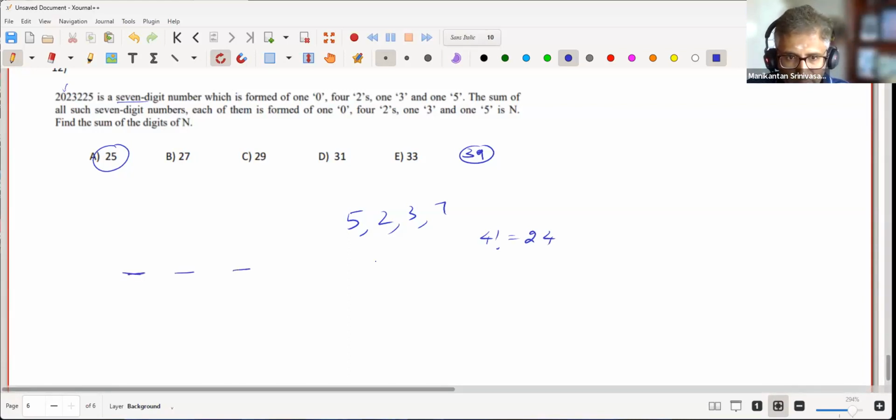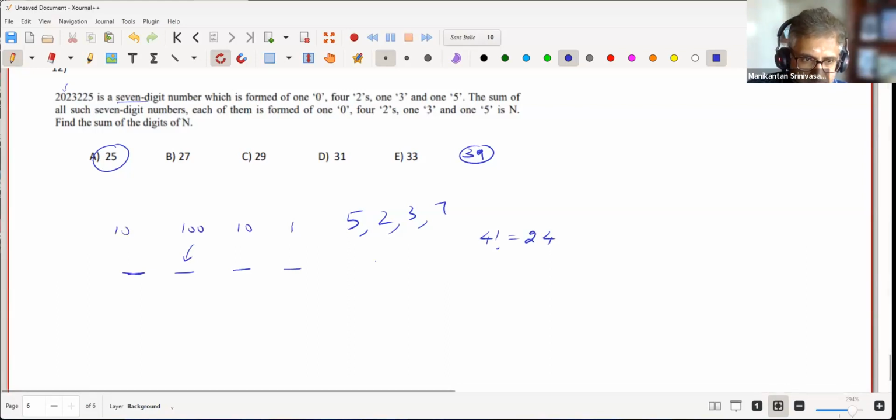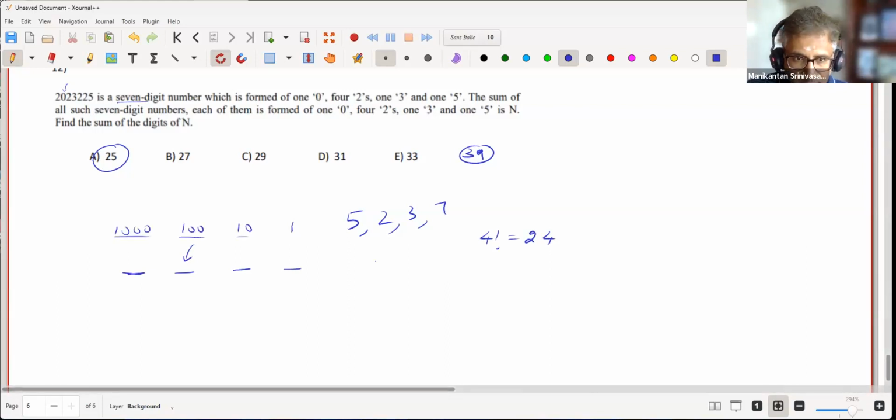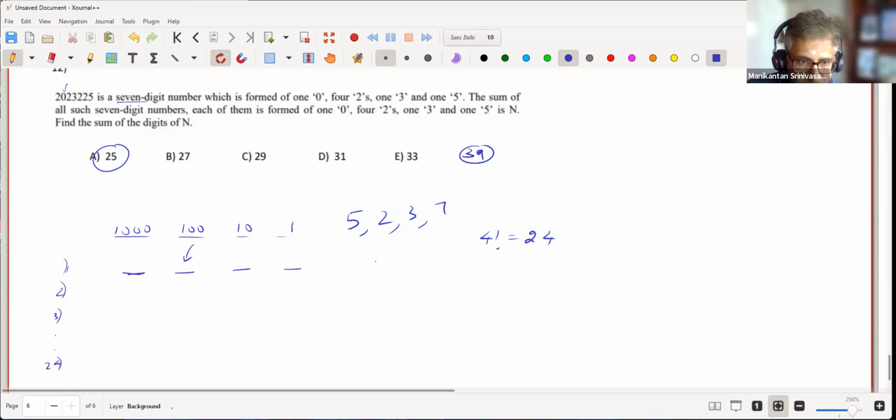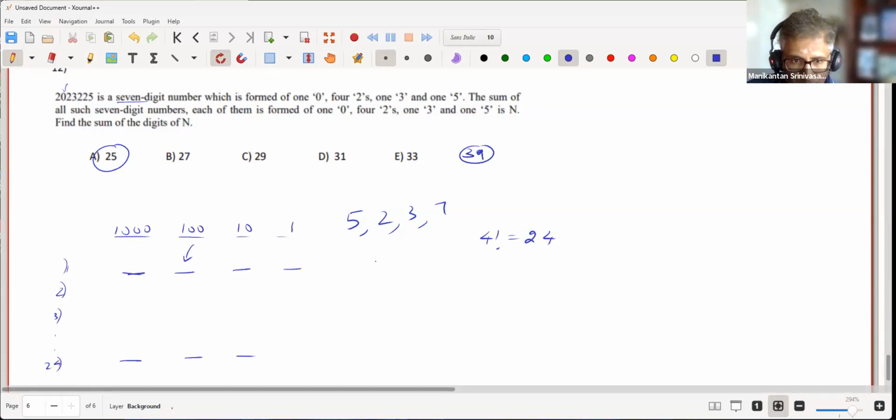Now, if I look at any one digit, for example, let's say I look at the hundreds place. So this is the ones place, this is the tens place, this is the hundreds place, this is the thousands place, right? If I look at the hundreds place, there are 24 such numbers. This is the first number, the second number, the third number, all the way till there are 24 such numbers where we have filled all of them.